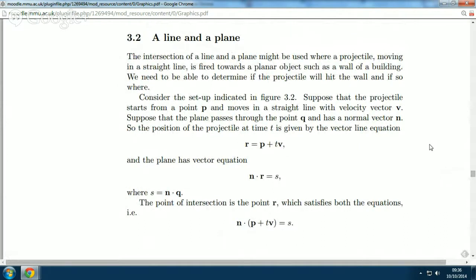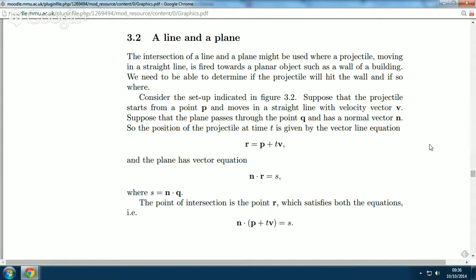So the position of the projectile at time t, where time t starts at 0 at the beginning of the simulation. The system is tracking what's happening between time 0 and a fifth of a second, so some small fraction of a second. It's simulating what's happening over some time step. So the position of the bullet within that time step is given by the vector equation of the line: the starting point P plus the time t times the velocity vector V. That's the object moving in a straight line.